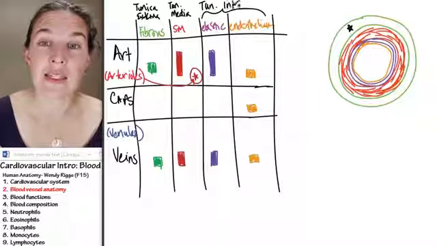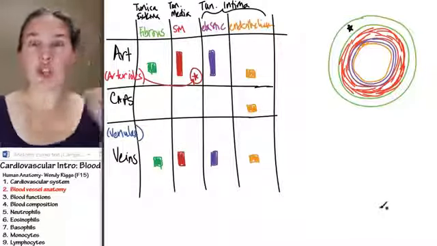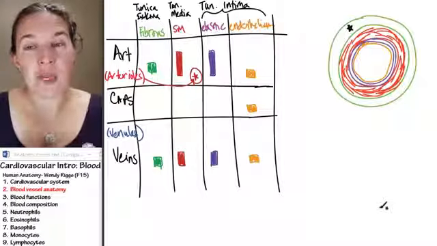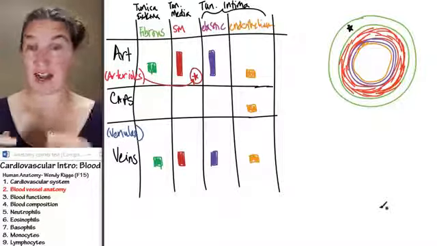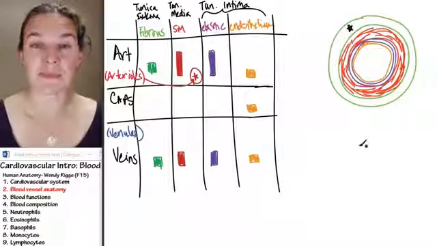Easy. And then we have another tunica that's made of both of these inner layers, and that's tunica intima. So the most luminal layer of tunica intima is the endothelium, but it also has this elastic layer, and that's included in tunica intima.